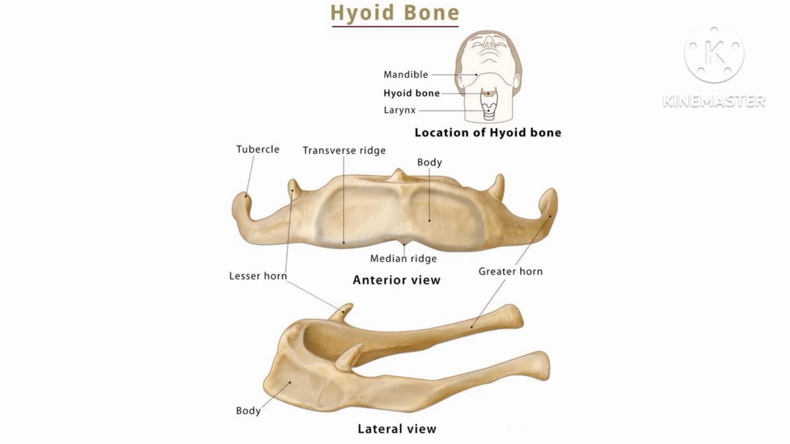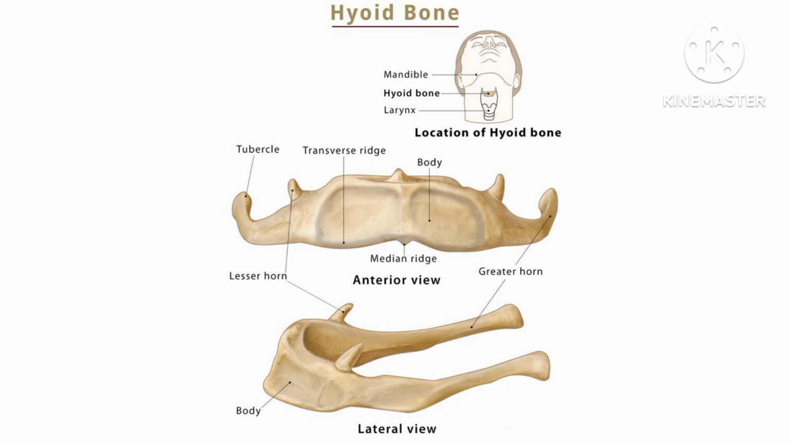The body of the hyoid bone is the central and largest part of the bone. It is flattened and rectangular in shape. It has two surfaces. The anterior surface is slightly convex and provides muscle attachment, while the posterior surface is concave and supports adjacent structures. The body serves as an attachment site for muscles involved in swallowing and tongue movement. It supports the tongue and larynx.